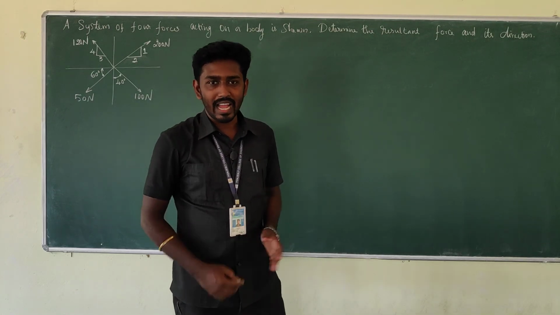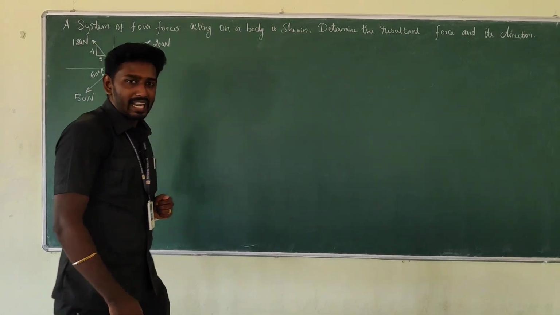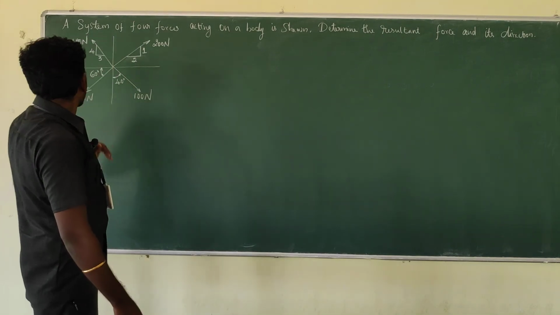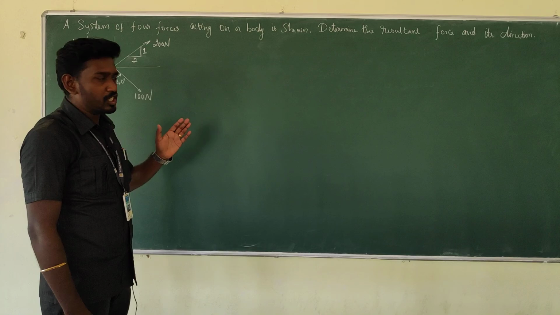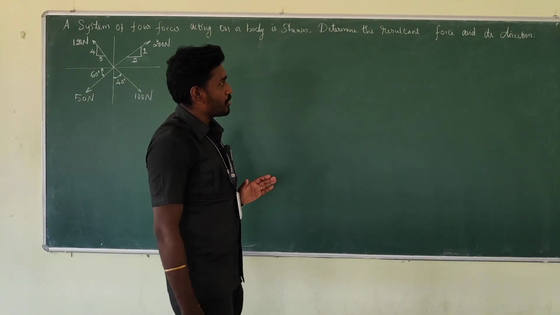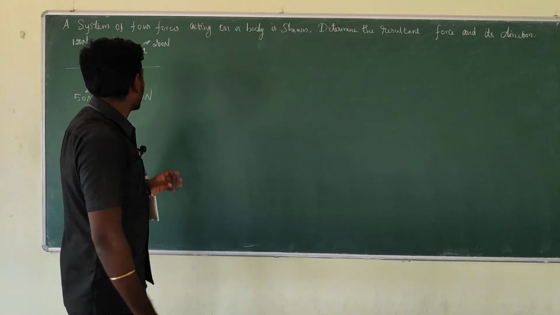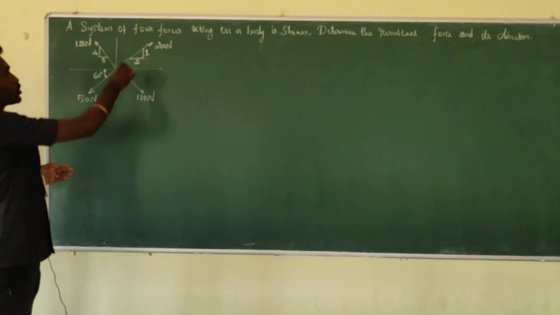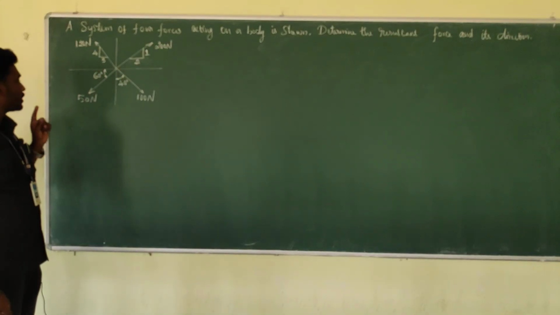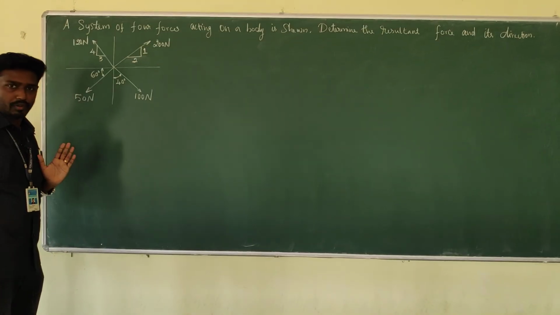Welcome, students. Again I come up with a question from resolution of force. The question is: a system of four forces acting on a body is shown. Determine the resultant force and its direction. The force system is given in such manner. There are four forces: 200 Newton force, 120 Newton force, 50 Newton force and 100 Newton force.